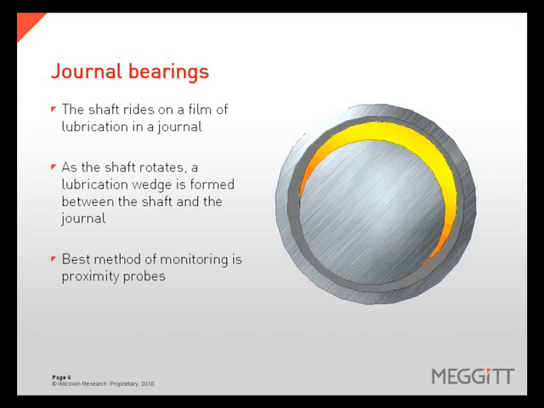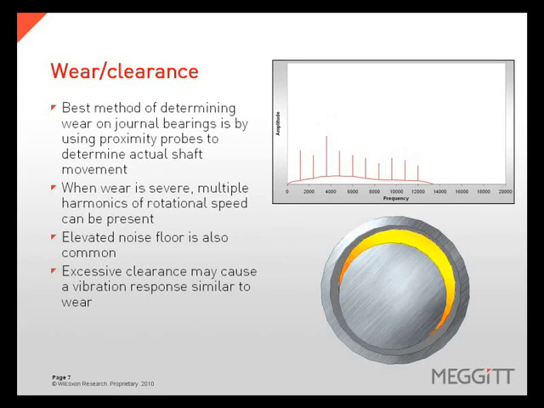With journal bearings, the shaft rides on a film of lubrication in a journal. As the shaft rotates, a lubrication wedge is formed between the shaft and the journal. For this type of bearing, the best type of monitoring is proximity probes. To detect wear in journal bearings, it is best to use proximity probes to determine the actual shaft movement.